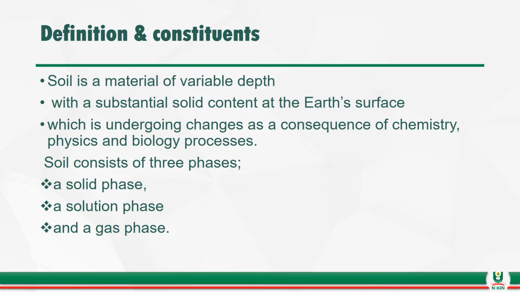Definition and constituents. Soil is a material of variable depth with a substantial solid content at the earth surface, which is undergoing changes as a consequence of chemical, physical, and biological processes. Soil consists of three phases: a solid phase, a solution phase, and the gas phase.